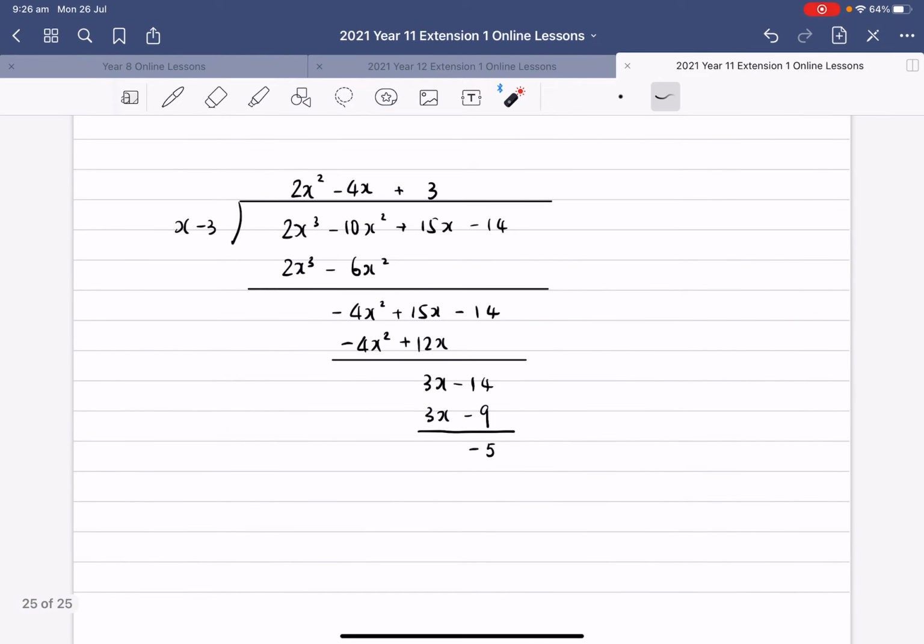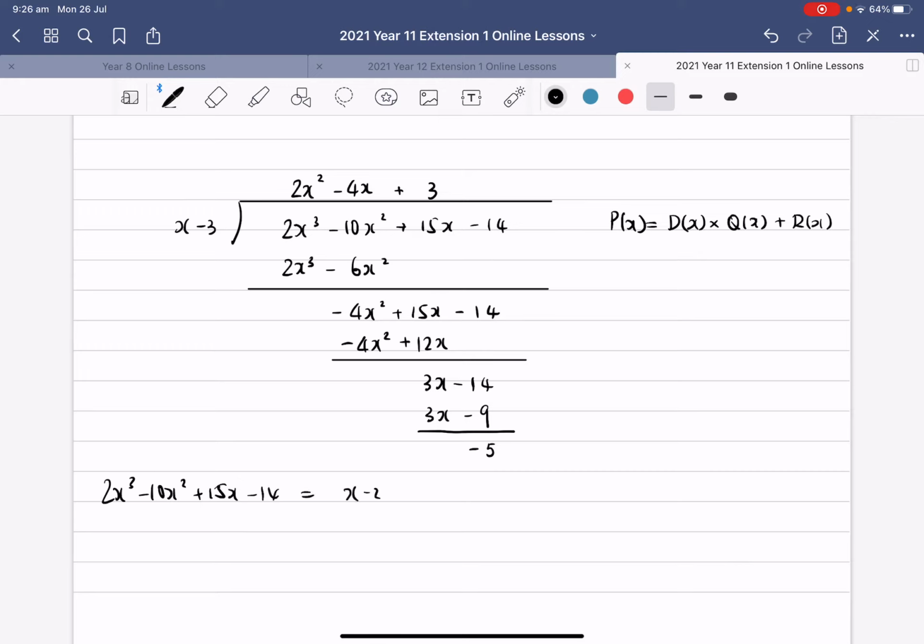All right. So once you have finished that, you can write out the long division process by using this formula one more time. P(x) is equal to D(x) times Q(x), plus R(x). Get used to this formula, please. So if you write this down, 2x to the power 3 minus 10x squared plus 15x minus 14 is equal to the divisor multiplied by the quotient plus the remainder, which is obviously minus 5 there. Okay, that's what you do.